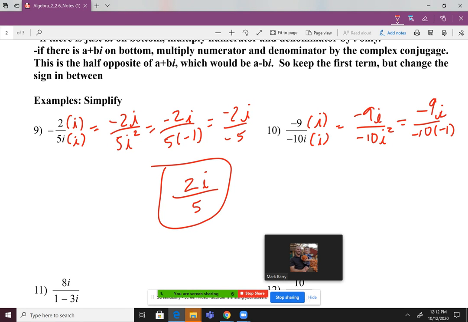So now I have negative 9i over negative 10 times negative 1. The bottom then we can turn into positive 10. And now I no longer have the negative divided by a negative. Now it's just a negative divided by a positive, so I have to keep the negative up there in this case.